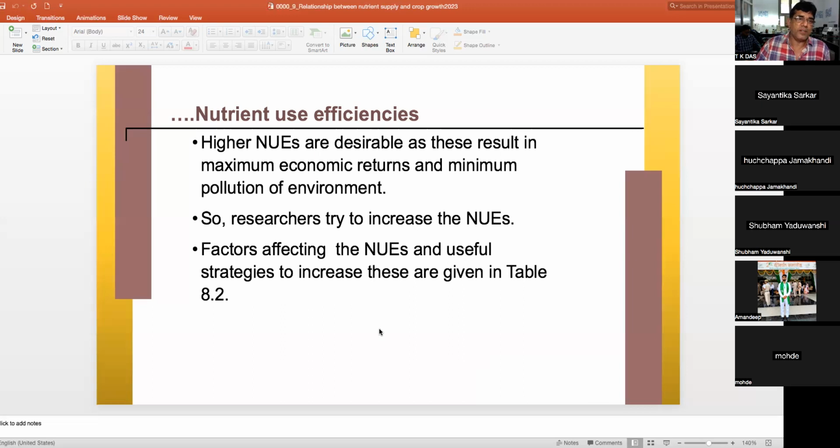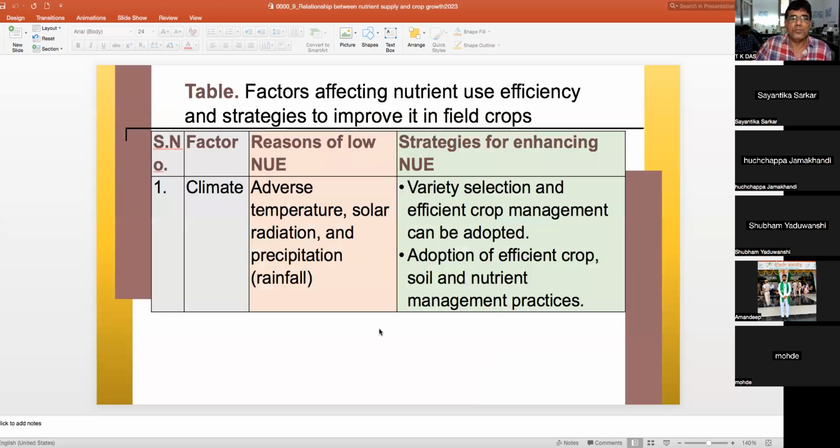So we should know the factors that govern the nutrient use efficiency. As I always tell you, climatic factors, soil factors, plant or crop factors, and management factors. Most of the things in our agronomy or agriculture are affected by these four factors, you can remember. If you start with the climate, you have temperature, rainfall, and solar radiation. There are a number of climatic factors and you want to manipulate these factors.